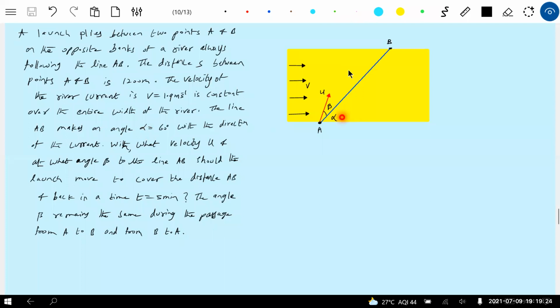With what velocity u and at what angle beta to the line AB should the launch move to cover the distance AB and back in a time of 5 minutes? You should go like this and you should return. The angle beta remains the same during the passage from A to B and from B to A.